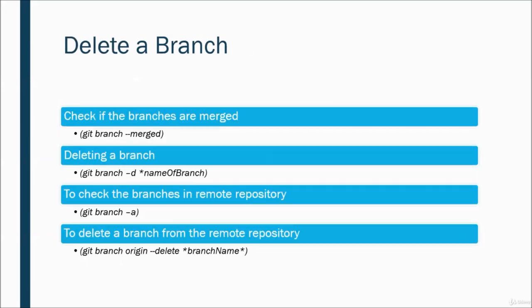In order to delete a branch, we need to do git branch --merged to make sure that the branch has been merged before you go ahead and delete it. Then we can do a git branch -d and the name of the branch in order to delete the branch from your local repository. Then you can check the branches in your remote repository and go ahead and delete any branches you want with the command git push origin --delete and then the name of the branch.